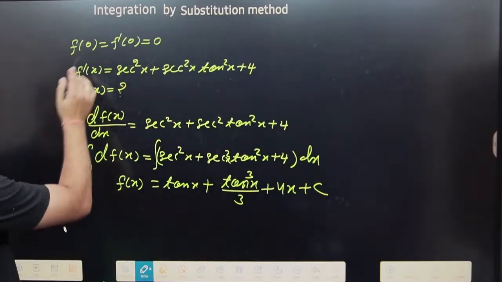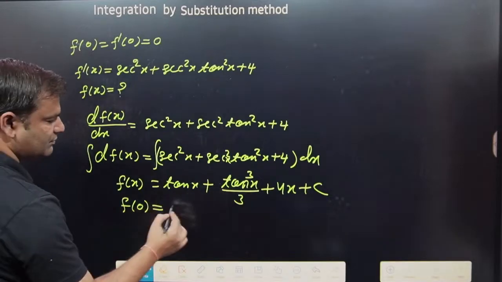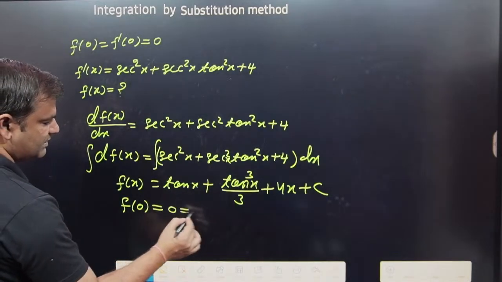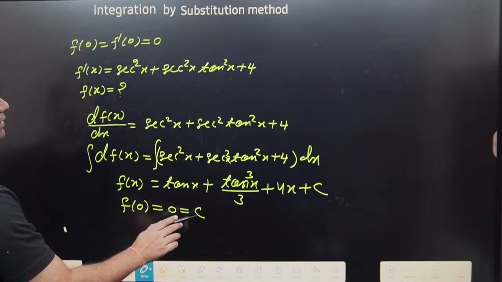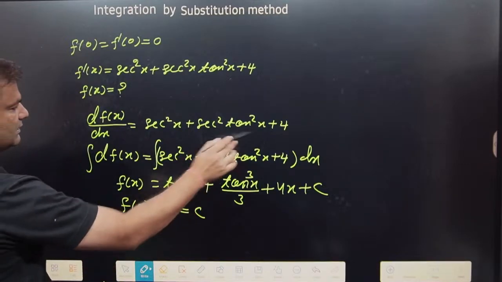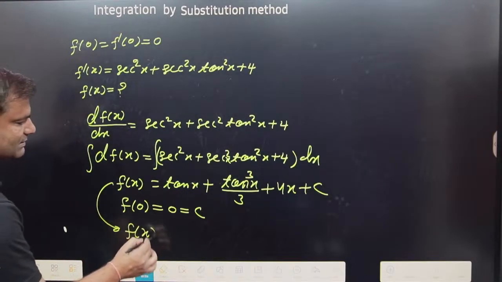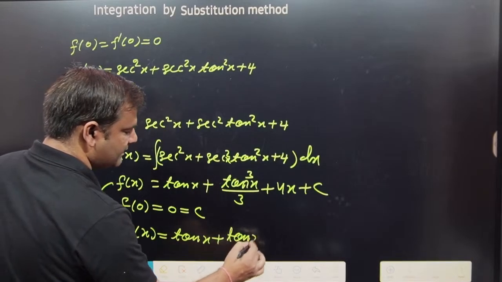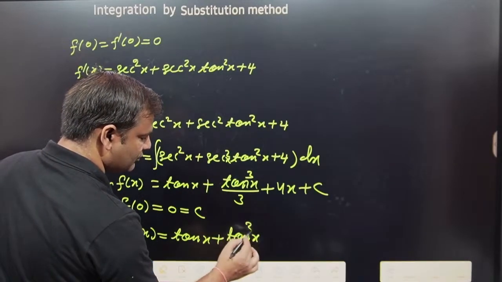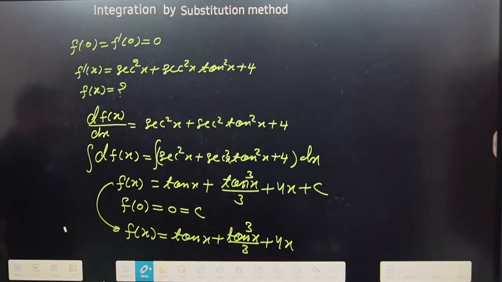Now put x equal to 0 in f of 0, then the value is 0, so 0 is equal to c. So c is equal to 0. Now put that value in this equation, then we get f of x equal to tan x plus tan x whole cube divided by 3 plus 4x. Okay, this is the final answer.